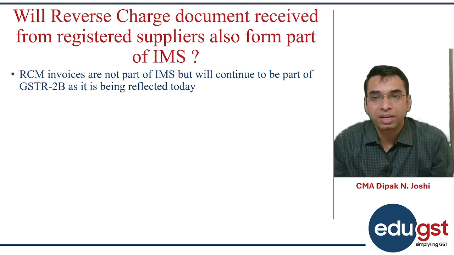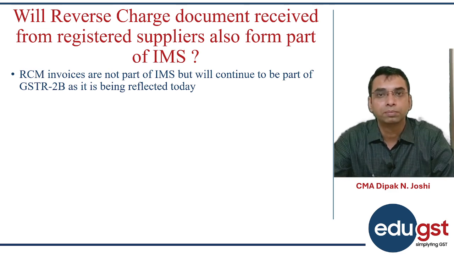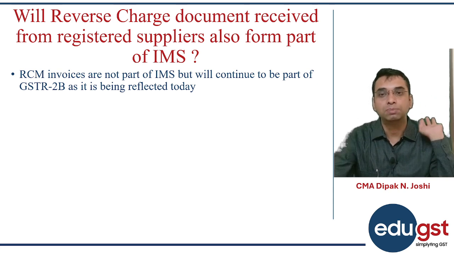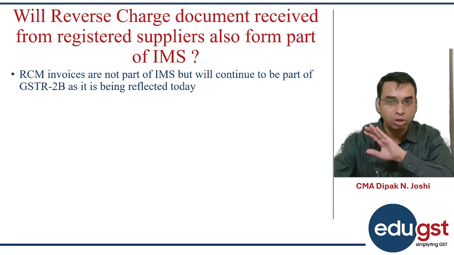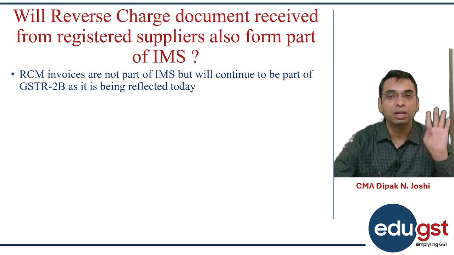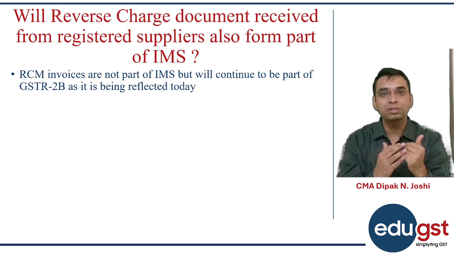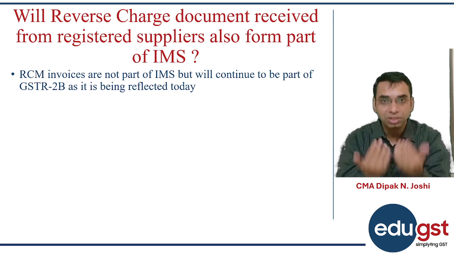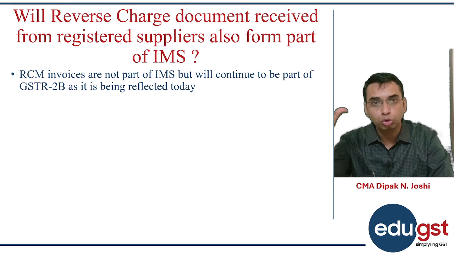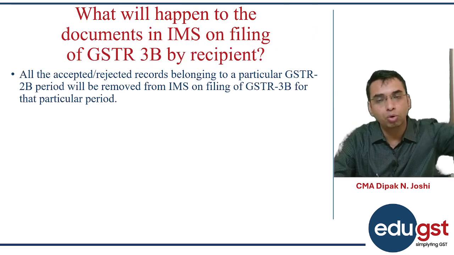Will reverse charge documents received from an unregistered supplier also form part of IMS? No. In that case, it will not become part of the IMS portal. RCM invoices are not part of the IMS portal, but will continue to be part of GSTR 2B as it is being reflected today. So RCM documents, where the recipient is liable for payment of tax under the reverse charge mechanism, will not flow to your IMS portal. They will directly go to your GSTR 2B.